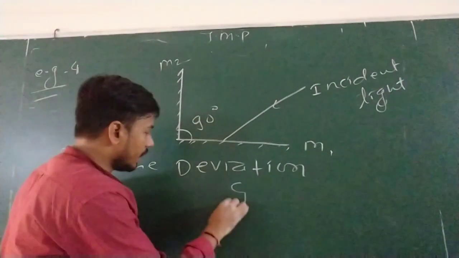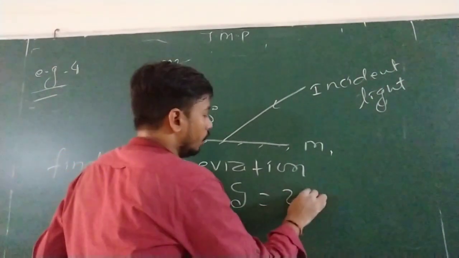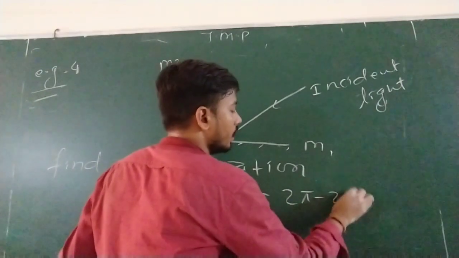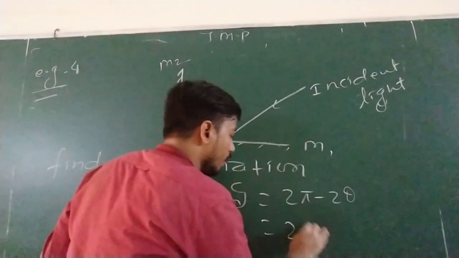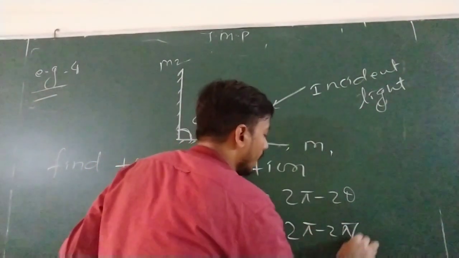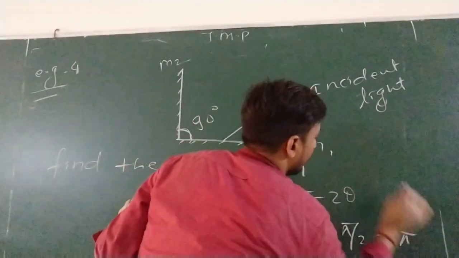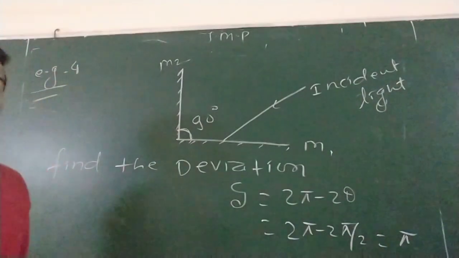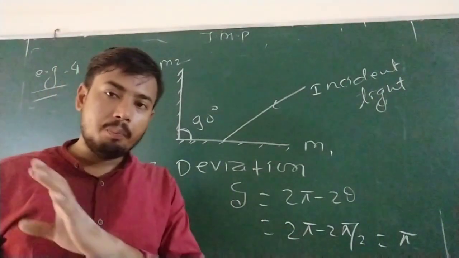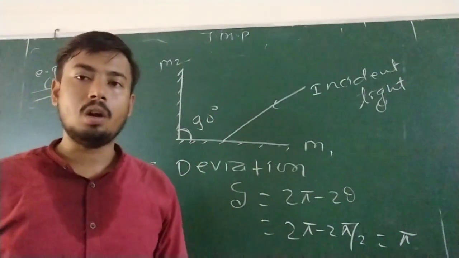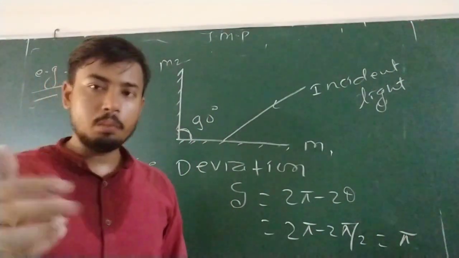So I have already told you, delta is equal to 2 pi minus 2 theta. Theta means the angle between the mirrors. So 2 pi minus 2 into pi by 2, the deviation is coming pi. So this is the answer. And I told you already, this net deviation will not depend on the direction of the incident ray. Always this deviation will come.